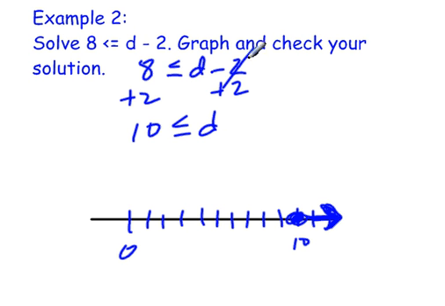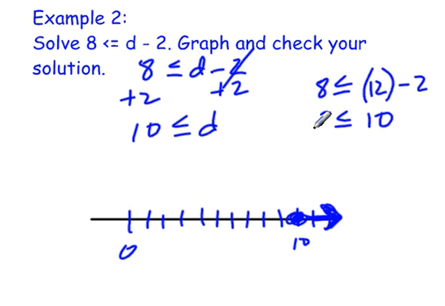So actually, let's take a look at that. It says check your solution. The way that you would check your solution is you would take something from this side of the arrow, and I mentioned 12. So let's check 12. Let's take 12 and put it in for d, and see if we have a true statement. So let's put 12 in right there, minus 2. All I did was plug it into the original inequality. So 12 minus 2 is 10.